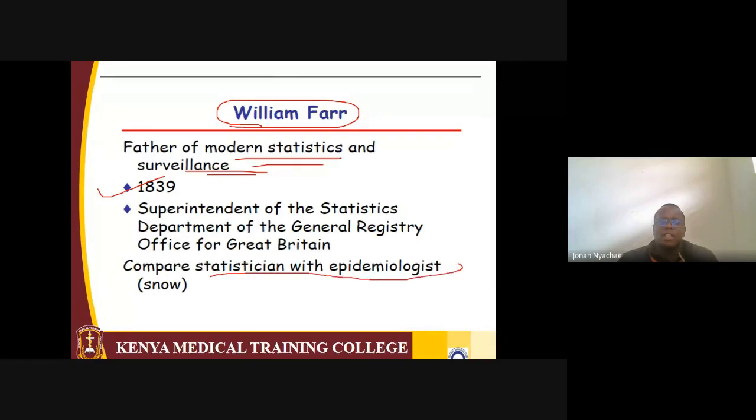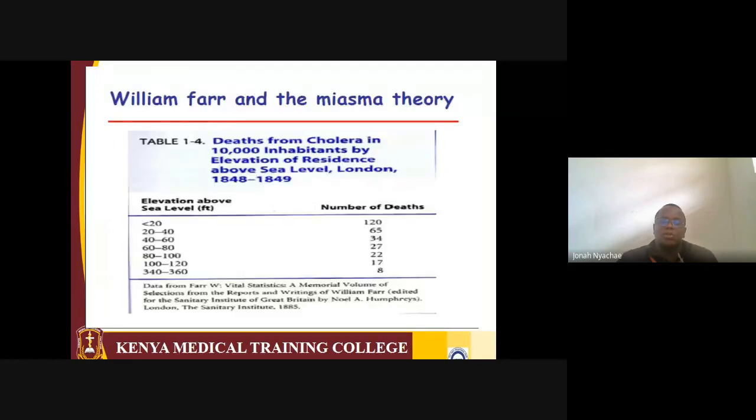I was able to compare statisticians with epidemiologists. Here, as the epidemiologist, we shall see a person called John Snow. You can see William Farr and the miasma theory, so you also need to go and read about that. You can see how he was able to put things into statistics. I'm just showing you some of his work, but you need to go and Google William Farr and also read.